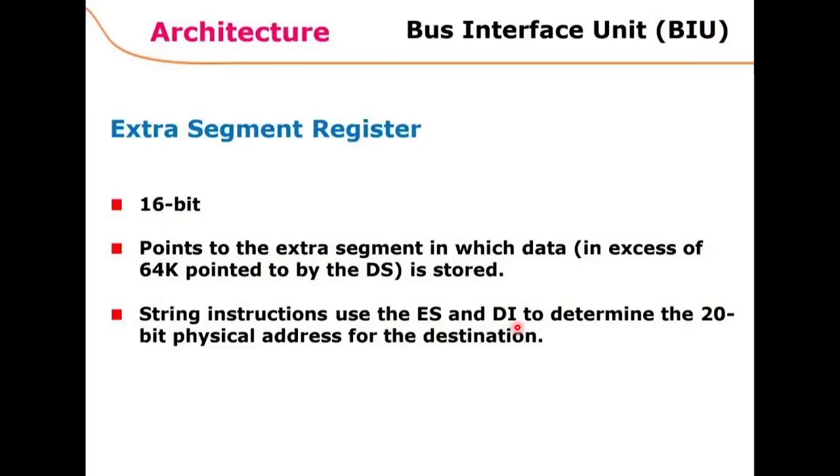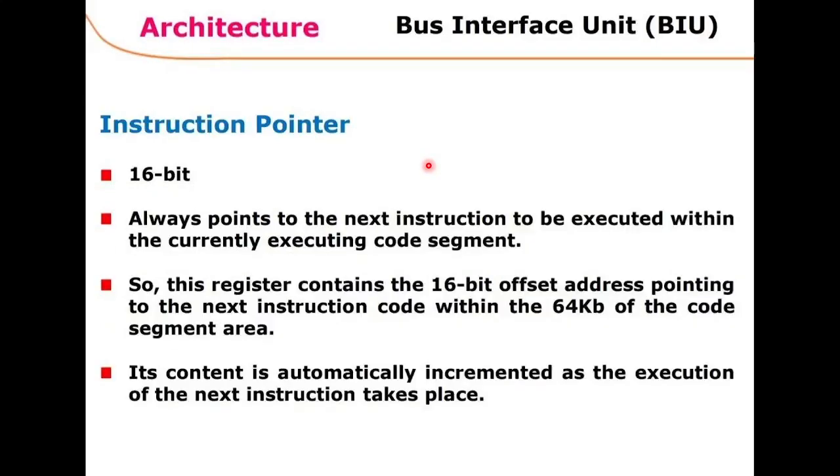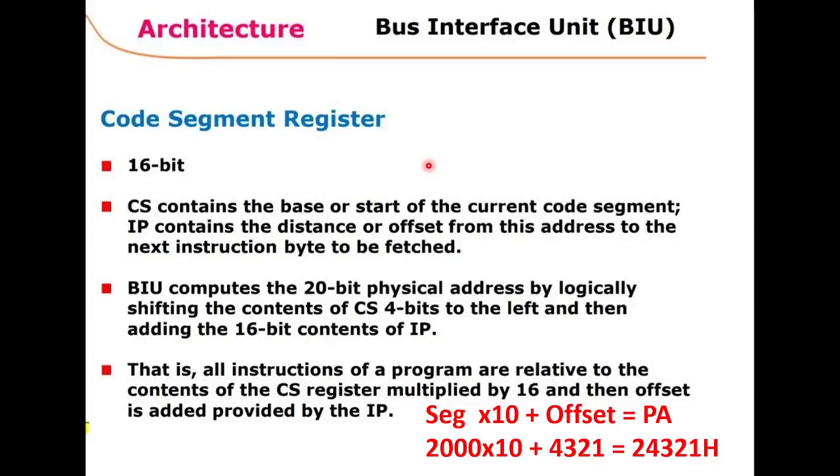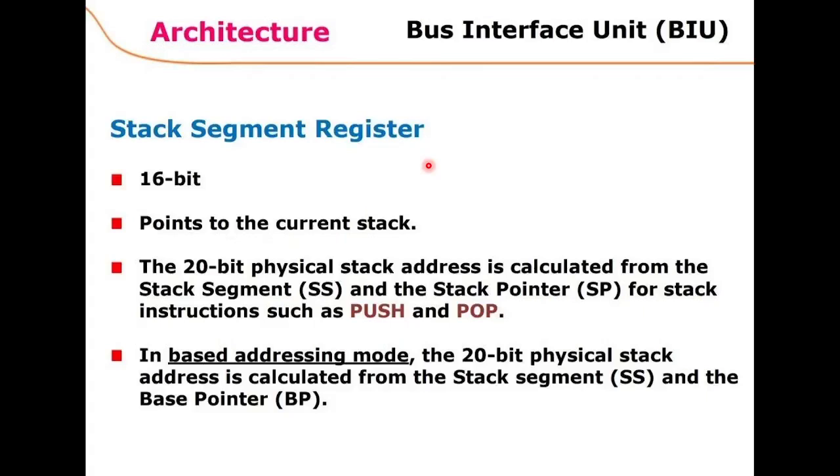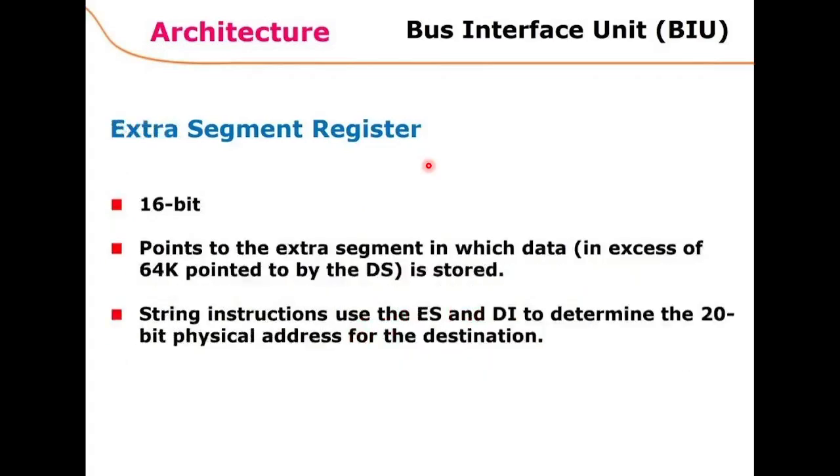Okay, and DI holds the offset and ES holds the segment address. So both will be used to generate the 20-bit physical address to reach the destination, that is, to access that memory location in the external 1 MB memory space, right? Total of 1 MB. Segment register wise, each segment register covers 64 KB of memory. So all the 4 segment registers we have discussed: first the code segment register, next the data segment register, next the stack segment register, and last the extra segment register.